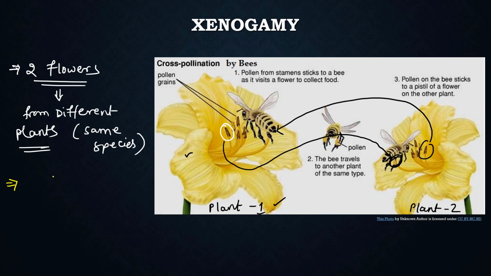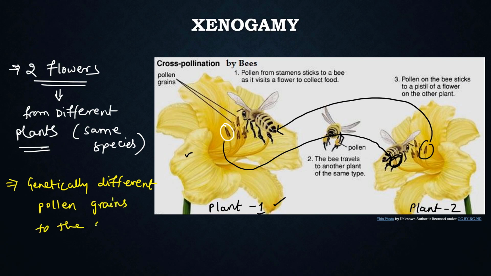Out of these three, only xenogamy is going to bring genetically different pollen grains to the stigma. So dear students, this is what you have to understand with pollination and the types of pollination, autogamy, Geitonogamy and xenogamy, with regard to the source of the pollen grains.